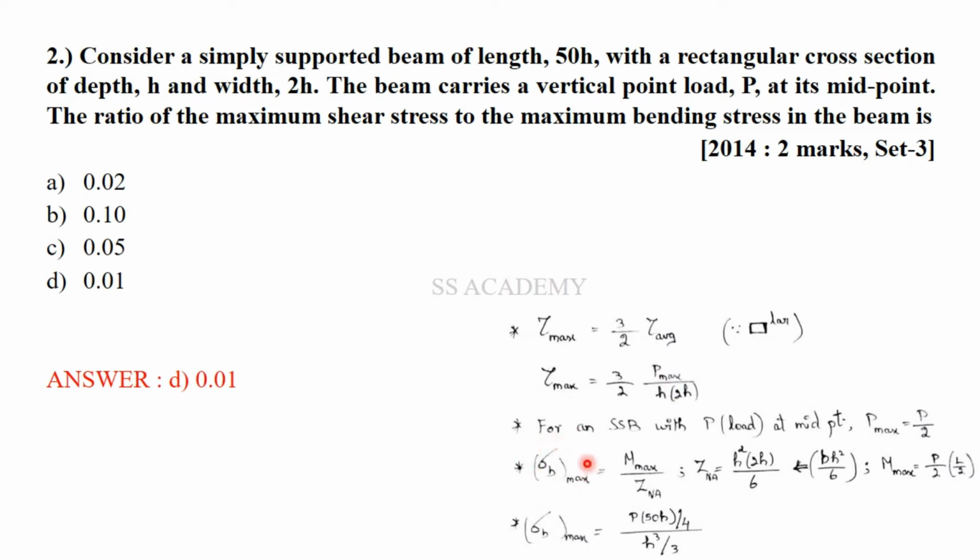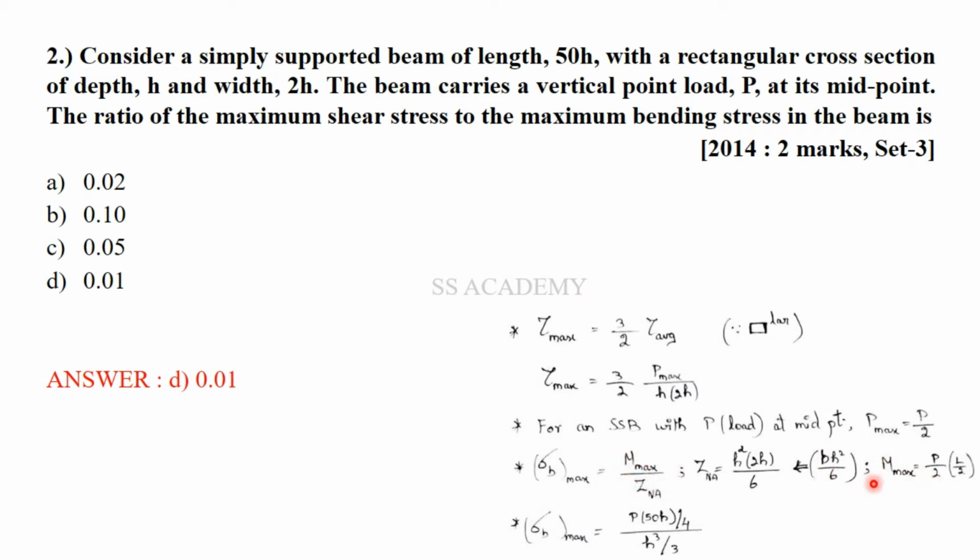Similarly, we have to find the maximum bending stress, that is M max by ZNA. This is the formula for sigma B max. You could say sigma B by y is equal to M max by I, which comes out to be sigma B max is equal to M max by ZNA. We know that the section modulus about the neutral axis is b h squared by 6. Instead of b, we are using 2h, so it is 2h into h squared, where the depth is h, divided by 6. So you will be getting ZNA, and we need to find M max.